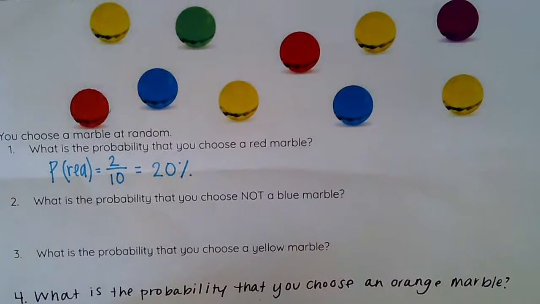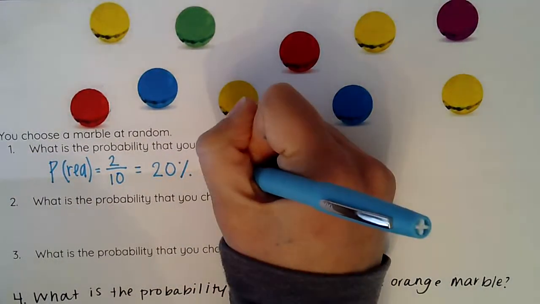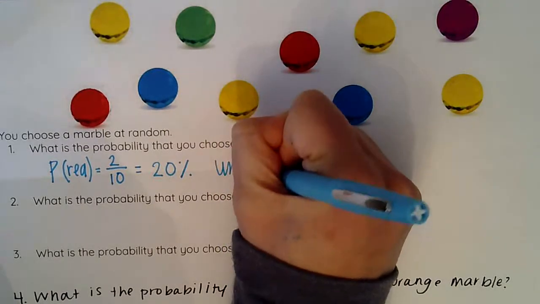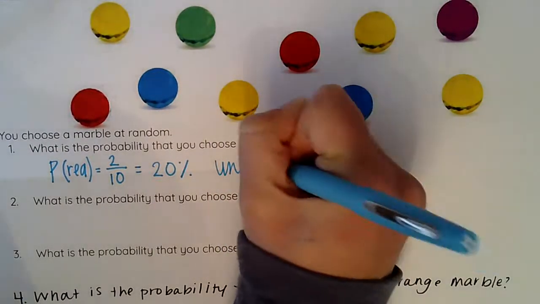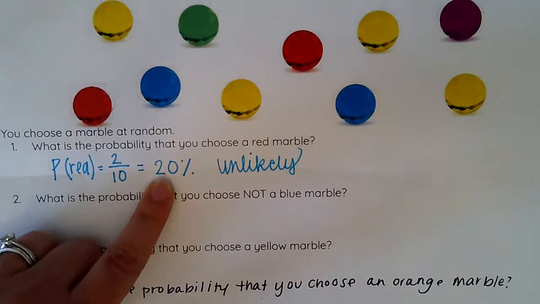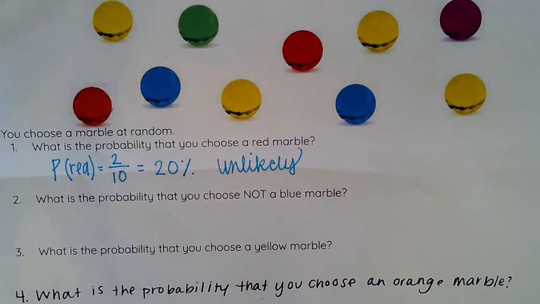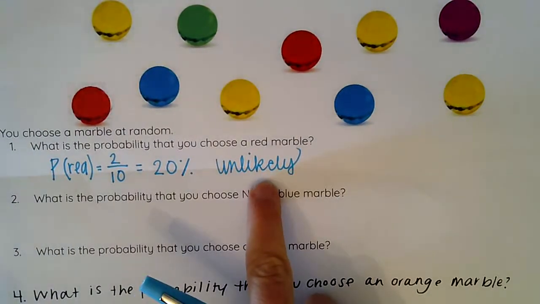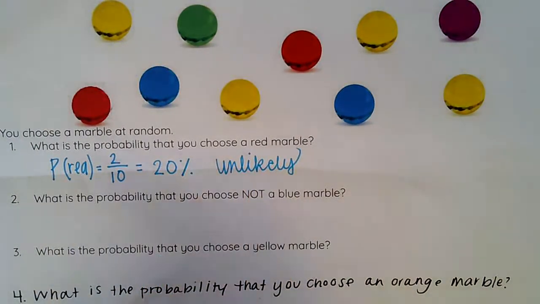Therefore, if we look back at our scale, that falls in that lower half. So this is an unlikely event. Okay, so I have a 20% chance of pulling a red randomly. This is an unlikely chance.